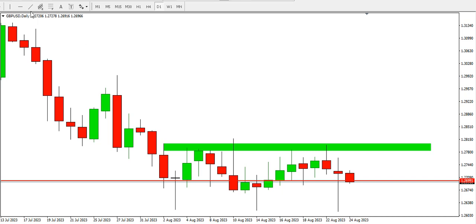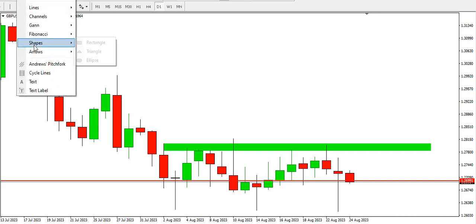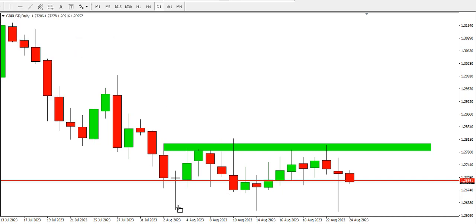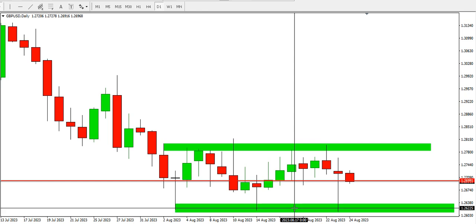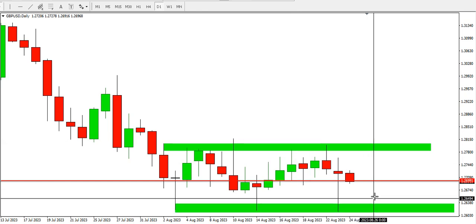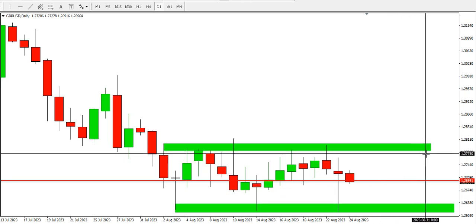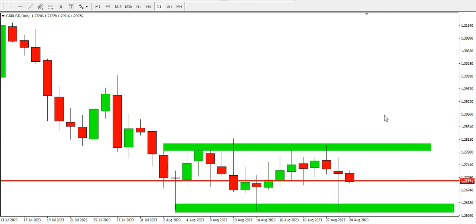This is the range high, and we have the range low around this point. So we expect price to continue to range between the range high, around the 1.27966 level, and the range low, around the 1.26225 level. So we expect the price of cable to continue to range until we have a range breakout. This is the daily time frame.